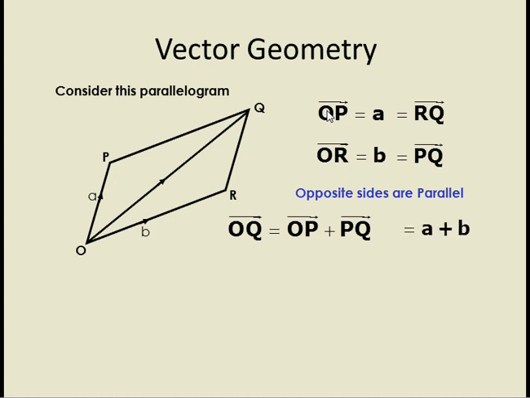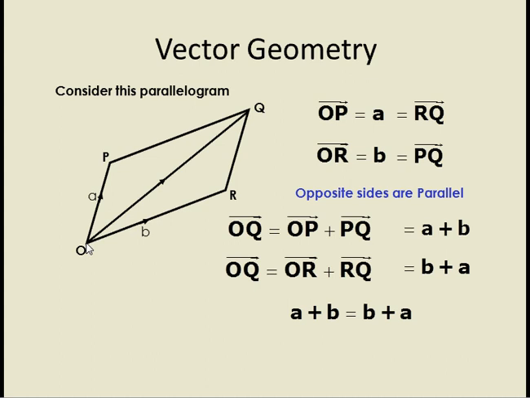So OQ, the diagonal there, to get from O to Q, you can go OP plus PQ, so that's A plus B. You can also go OR plus RQ, so A plus B. Okay, just think of it as O to Q, you can get there going O to P and then P to Q, or O to R and then R to Q. Either way, you'll get there via A plus B. When you add 2 vectors together, what you get is called the resultant.